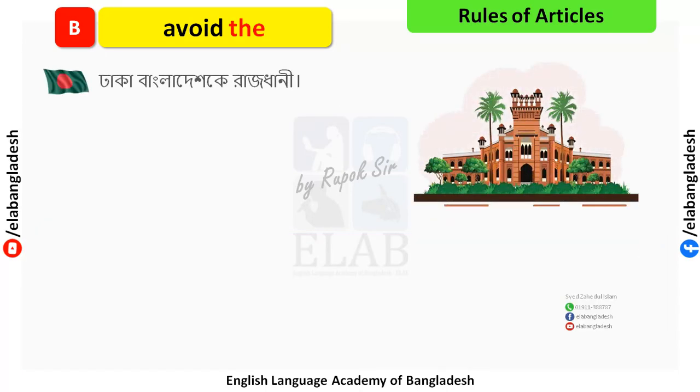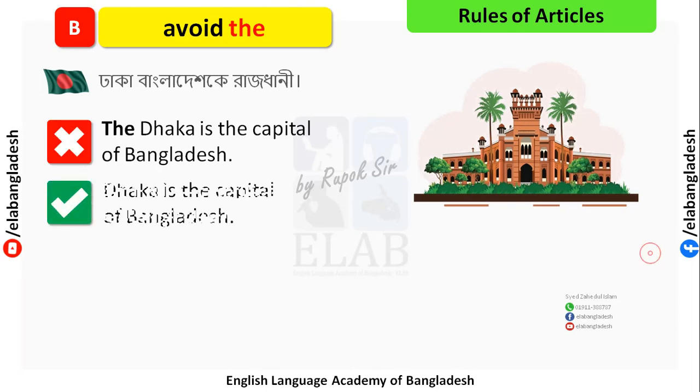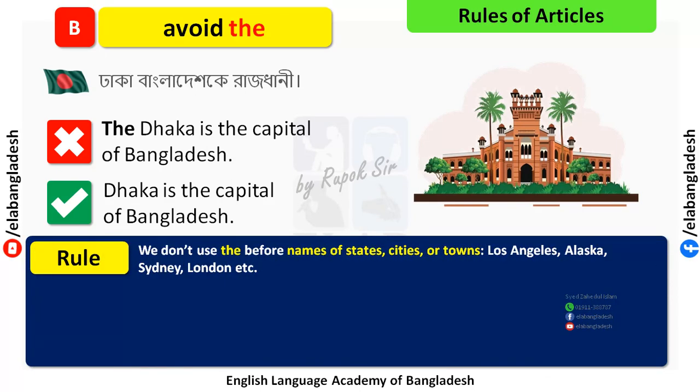Dhaka is the capital of Bangladesh. We don't use the before names of states, cities, or towns: Los Angeles, Alaska, Sydney, London, etc.